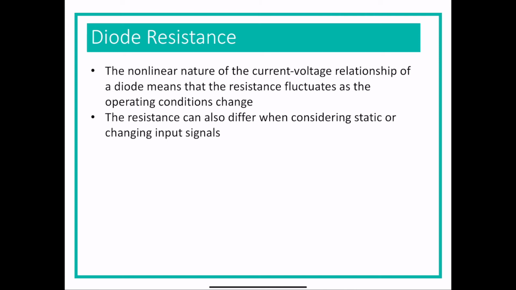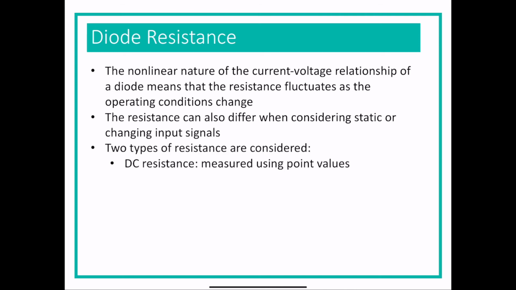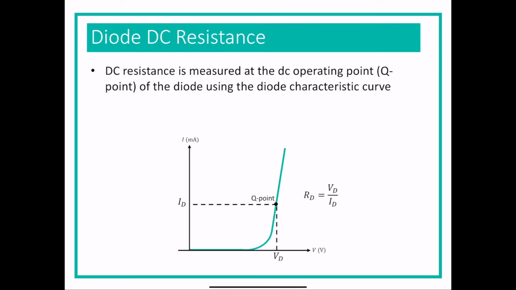So there are two types of resistance we're going to look at. We're going to look at DC resistance, which just uses point values from the voltage-current curves, and AC resistance, which gets measured using a tangent line to the curve, which means you have to use a little bit of calculus, not too much, just a little bit. The DC resistance is easy.